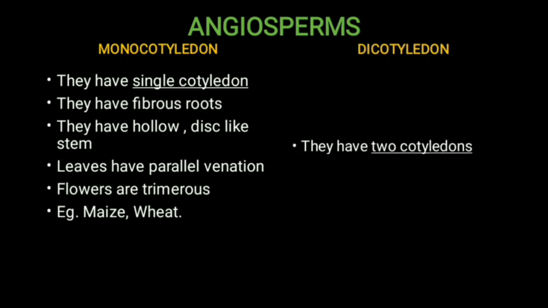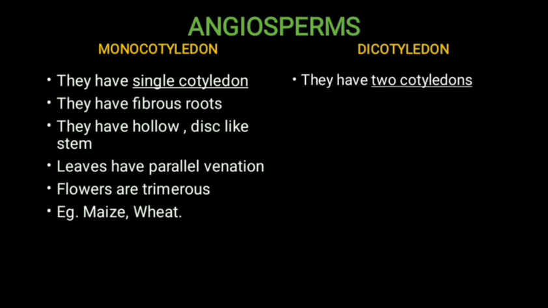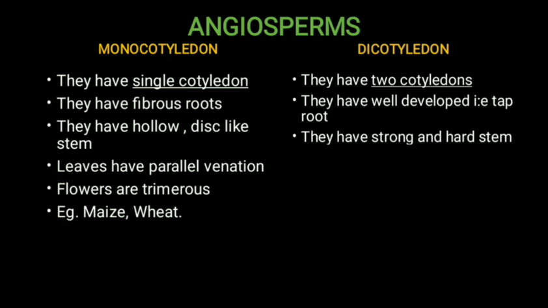Now let us learn about dicotyledons. So here they have 2 cotyledons. They have a well developed root system, that is the tap root. Okay, here they have a tap root. Then they have a strong and hard stem.